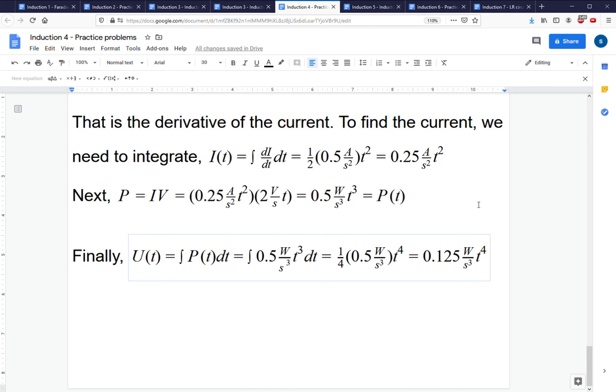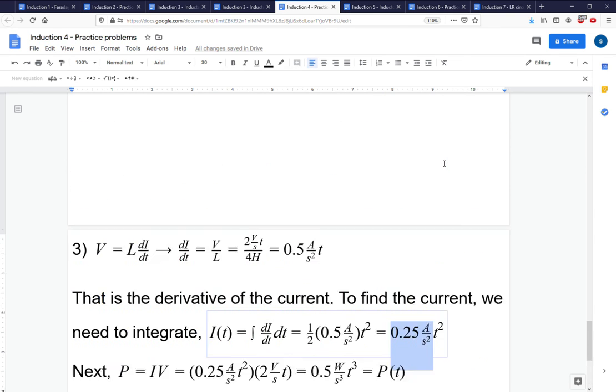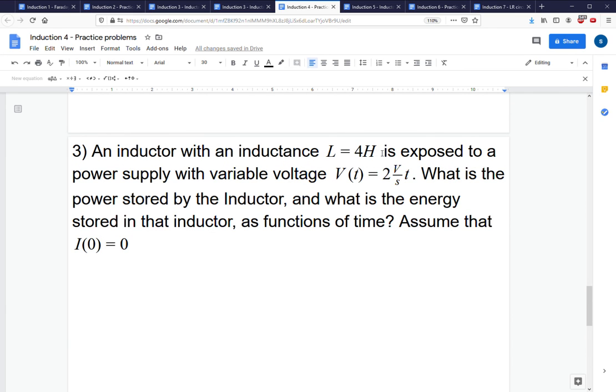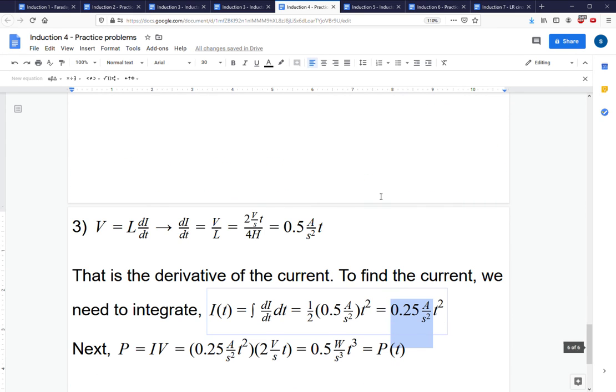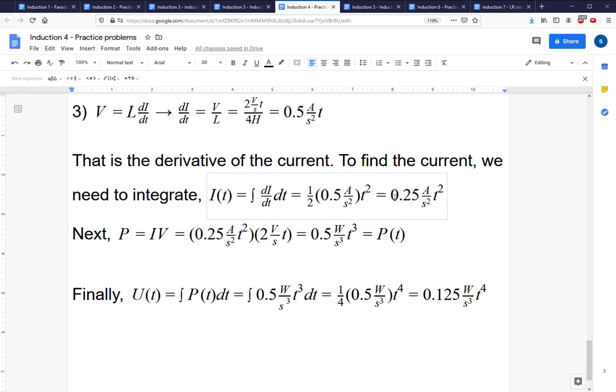Now, this stored energy you could also have solved by taking 1/2 times the inductance times the current squared. Current squared is 0.25 amperes per second squared t squared, and inductance was 4 henries. So 1/2 times 4 henries times 0.25 amperes per second squared t squared also gives you 0.125 watts per second cubed t to the 4th power.